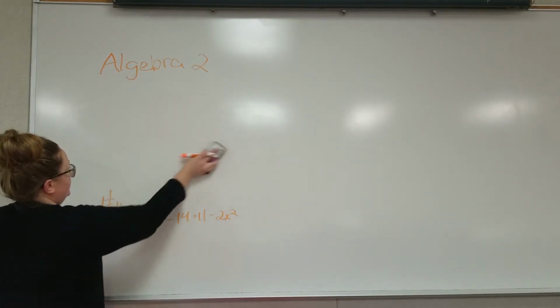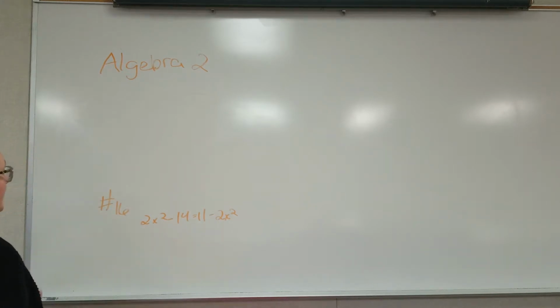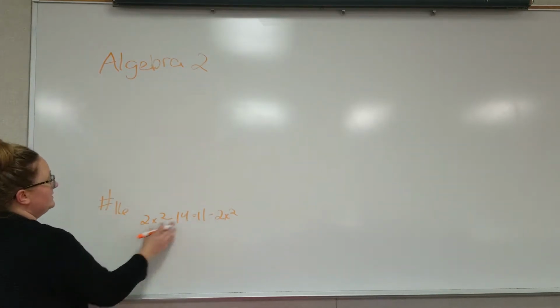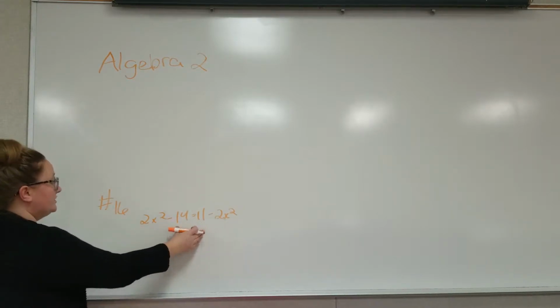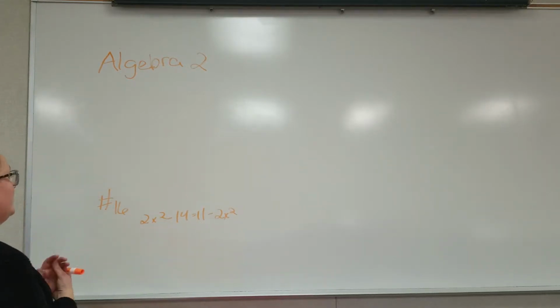Number 16 is just another look at a type of quadratic. So this one is missing the linear term. As you can see, there's an x squared, and there are constants, but there's no linear term.